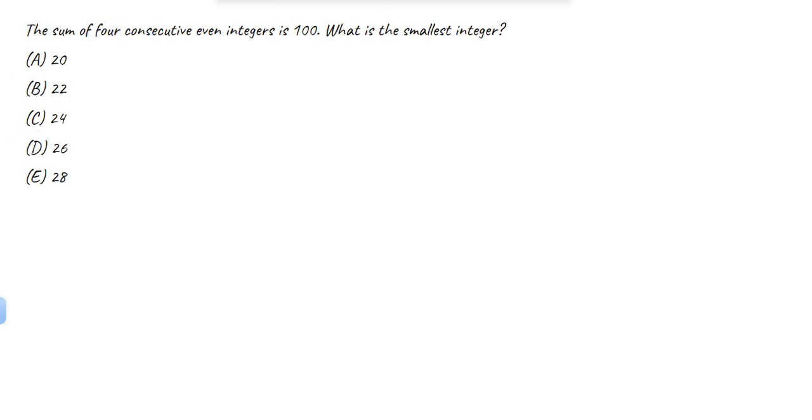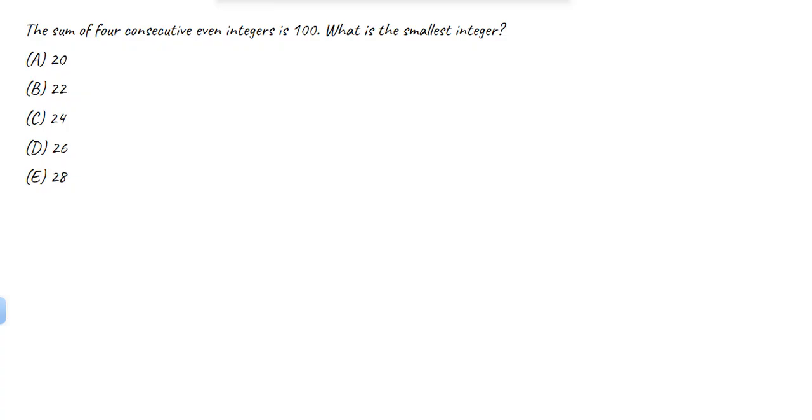Now, here is another problem. The question here is: the sum of four consecutive even integers is 100. What's the smallest integer? These are small numbers, so you can easily add. You add all these four numbers, which equals 100. So the answer is obviously 22, right? Adding all four numbers gives you 100, and they increase by 2, because the condition is even integers.